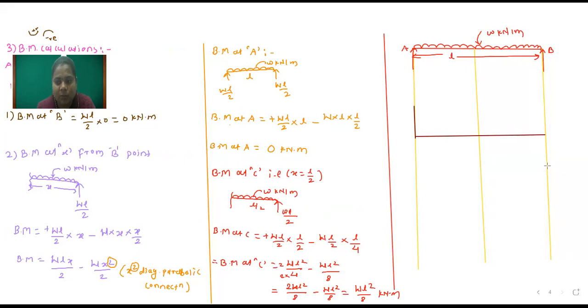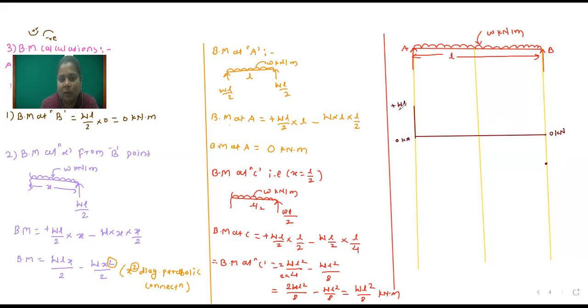Suppose this point is here, minus WL by 2. So it will go downward. And after that, shear force at B after reaction is equal to 0 kilonewton. Here 0 kilonewton, and here plus WL by 2.